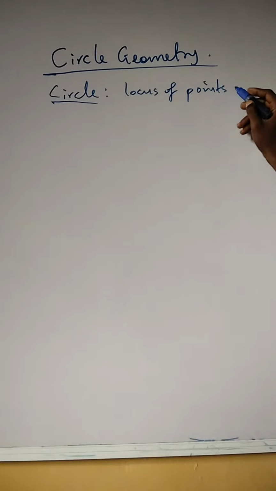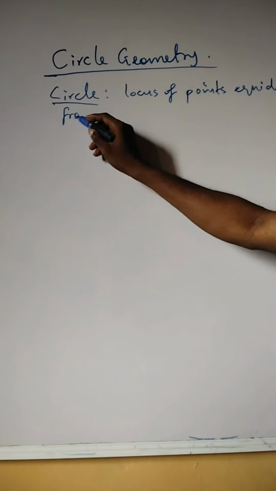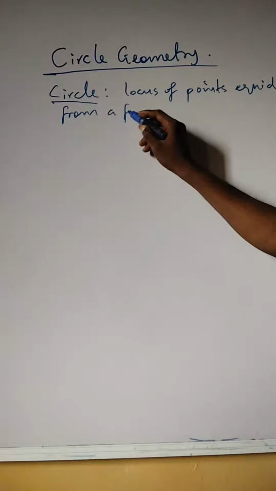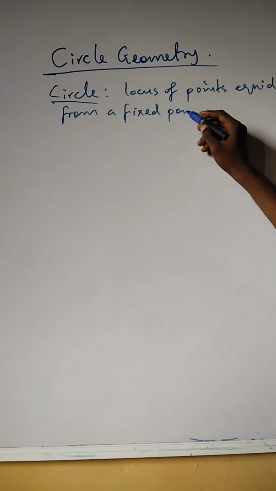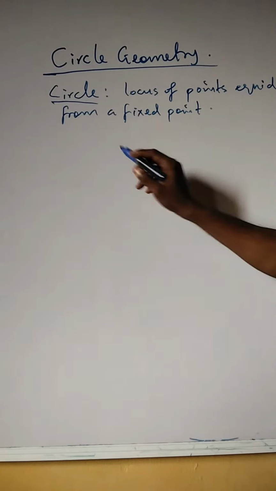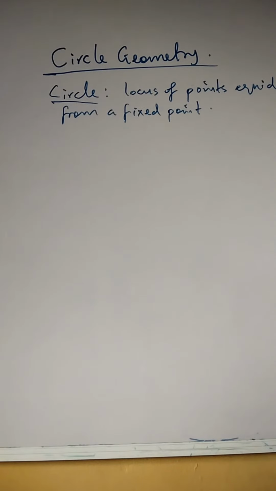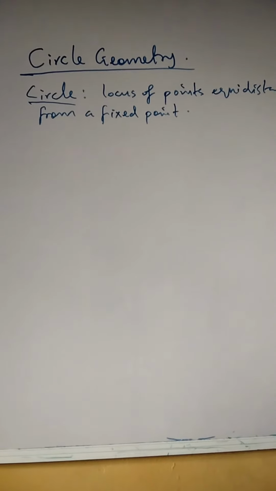equidistant from a fixed point. The locus of points which are equidistant from a fixed point. Now let's consider here how we mean by this.